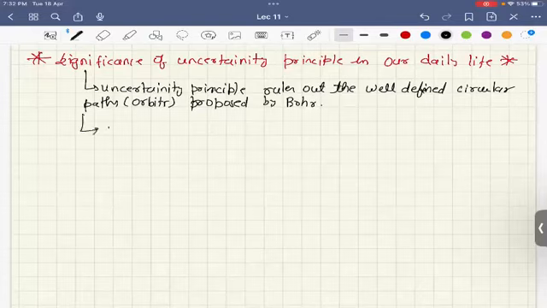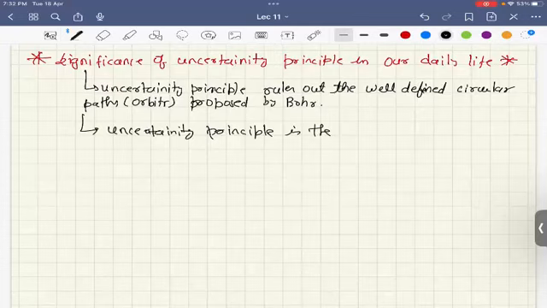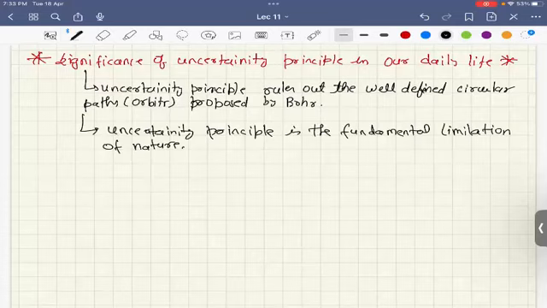So the uncertainty principle is the fundamental limitation of nature. Thus, we cannot design an experiment to obtain an accurate value of both position and momentum of a microscopic object.